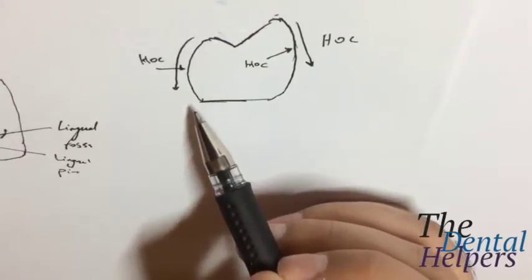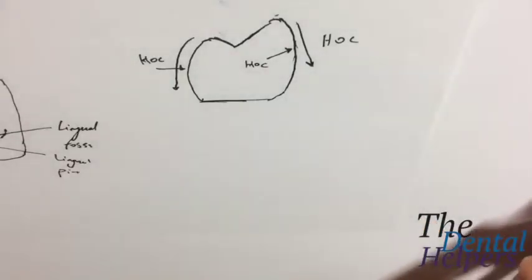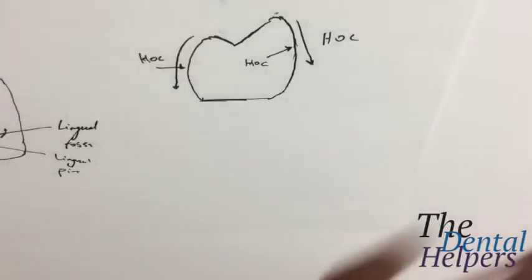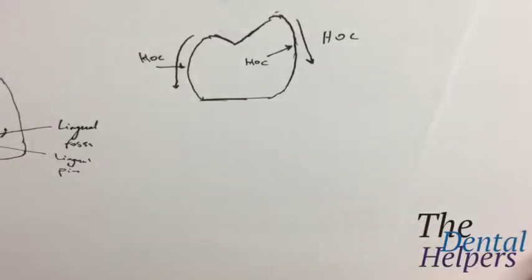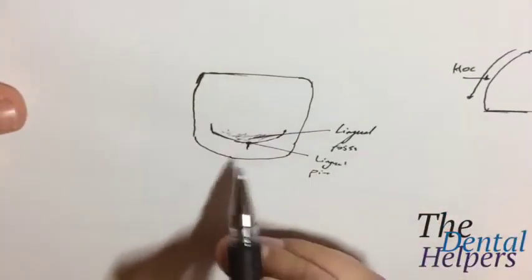Now for the big thing to take away from the height of contour. For the facial surface, most of the time you're going to find it in the cervical 1/3. On the lingual, for the most part, you're going to find it for the anterior teeth on the cervical 1/3 or on the cingulum.